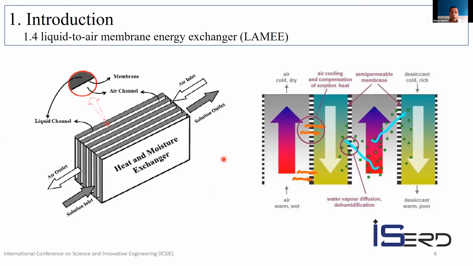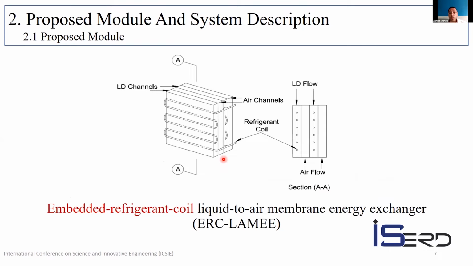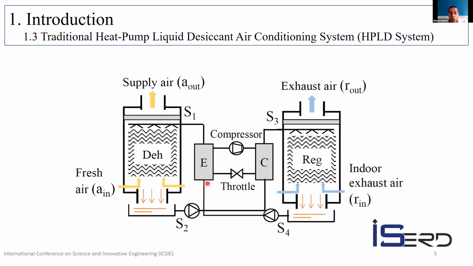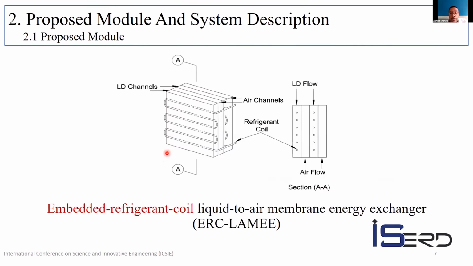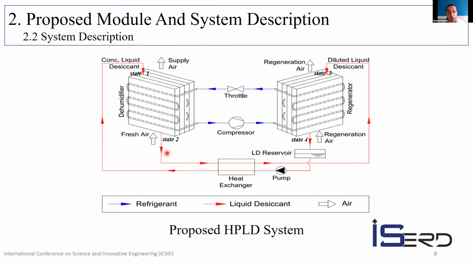What we did here is that we introduced this coil, and this is the new name of our proposed module, the embedded refrigerant coil. The embedded refrigerant coil is a coil of the heat pump cycle. This coil could be used as an evaporator and as a condenser. The coil is embedded inside the solution stream, so that if we go back, we have integrated this evaporator into the dehumidifier. This integration results in the new system that we are talking about.